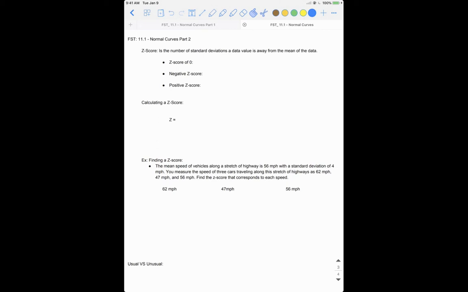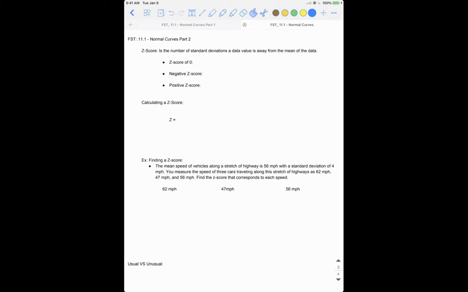So if you got a 94 and the average was a 90 with a standard deviation of 2, that means in order to go from 90 to 94 in standard deviation intervals of 2, it takes you 2 times. 90 plus 2 gets you 92, plus 2 gets you 94. So your z-score would be 2 because it took you 2 standard deviations to get to your score. So it'd be a positive 2.